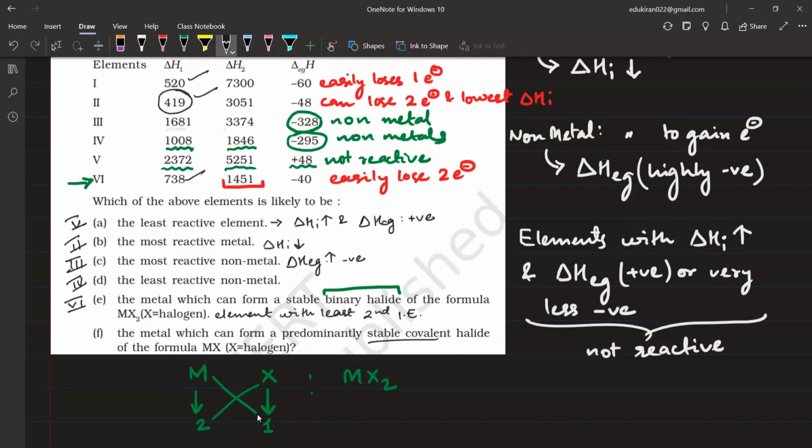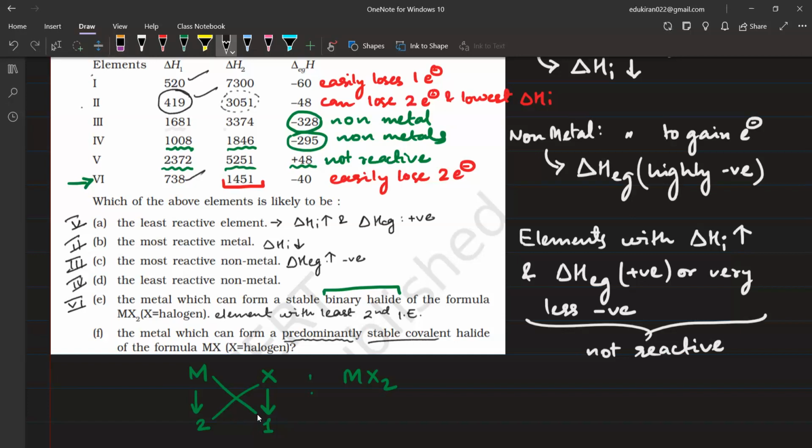Number one element, why? Because it is predominantly, they are saying that. What they are saying? Predominantly. But if you talk about the second element, बहुत सारे लोगों को लगा सर second element भी हो सकता है, but please understand, second element also has quite low second ionization enthalpy. Okay, so it can also make MX2 type of thing.